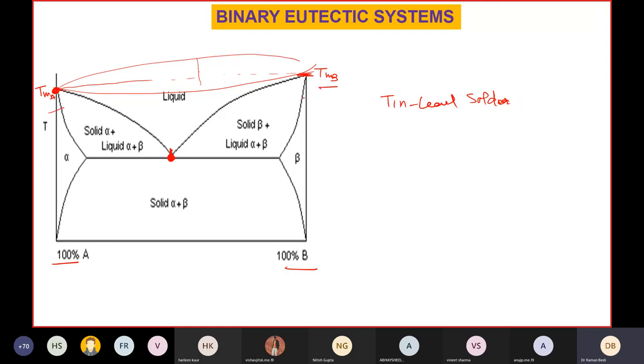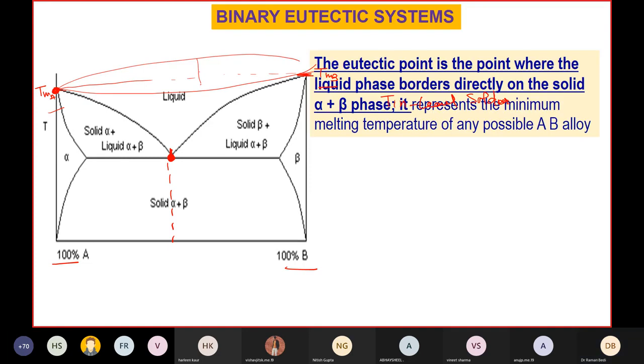That composition, which we say is easy melting, is referred to as the eutectic composition. That is, it will have a very low melting point. We will explain it briefly right now. The eutectic point, if I define it, is the point where the liquid phase borders directly on the solid alpha and beta phases.